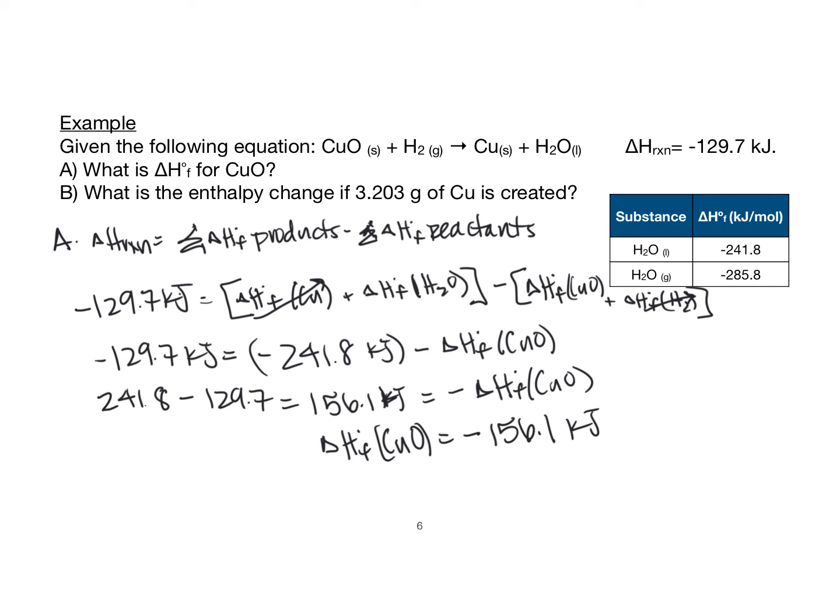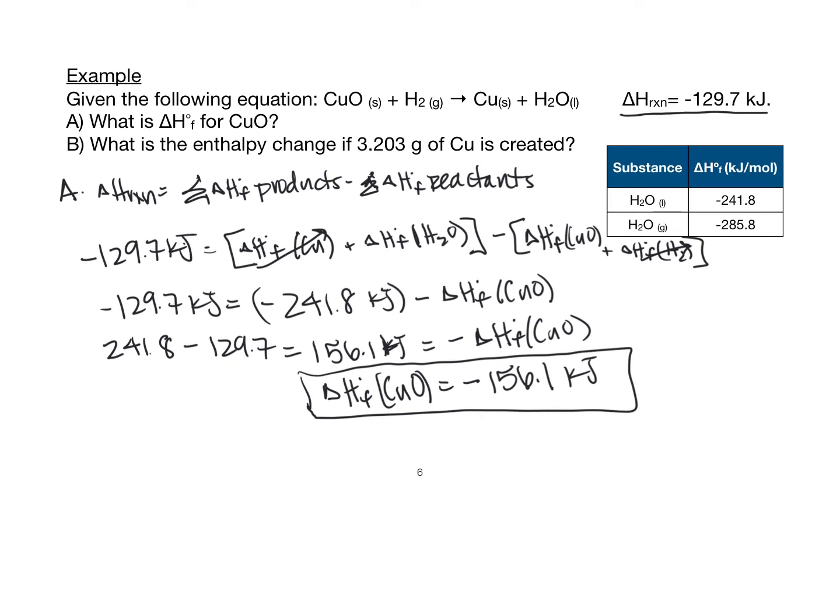So in this case, we can see that it's just an algebraic equation in order to get this answer. So that's how you would solve part A. Part B is a different type of calculation. What is the enthalpy change if 3.203 grams of copper is created? We know that the heat of reaction is in kilojoules per mole, but in this case, it's per mole of everything in the equation. So we just need to know how many moles of copper we have.